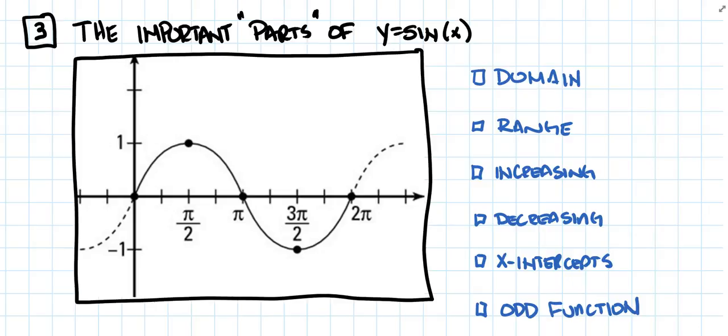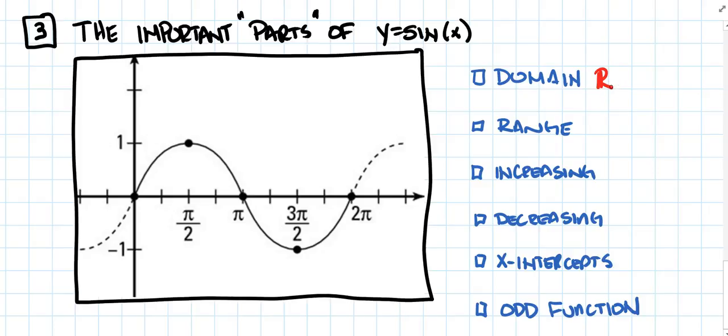Okay, box number 3 is all about the important parts of sin(x). I have a nice graph for you. Notice I have the 5 important dots that we just discussed in box 2, and we're going to cover all these things on the right-hand side. First, let's talk about the domain. Remember, the domain is the angles that we are putting into our function. As you can clearly see, there is no angle for which it's undefined. Therefore, our domain for the sine function is all real numbers.